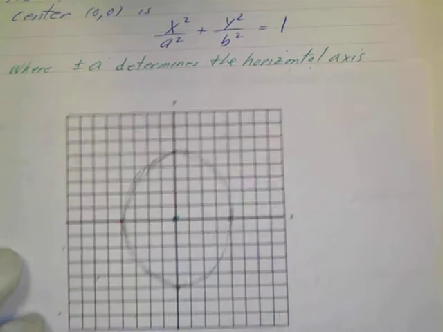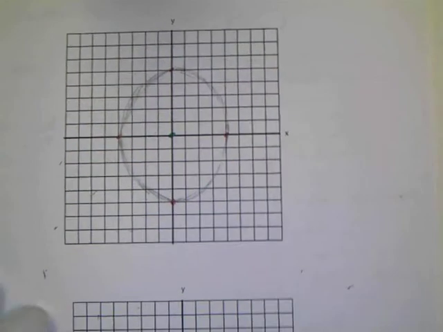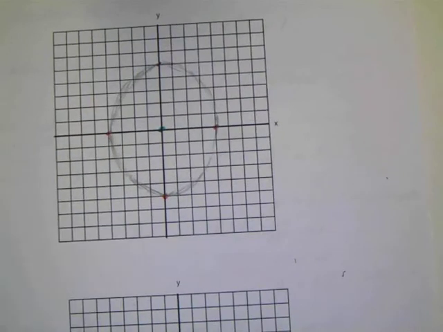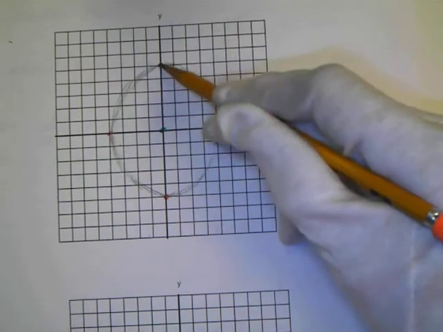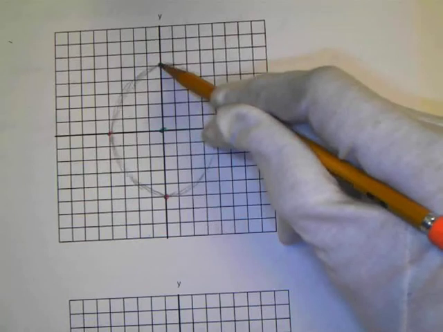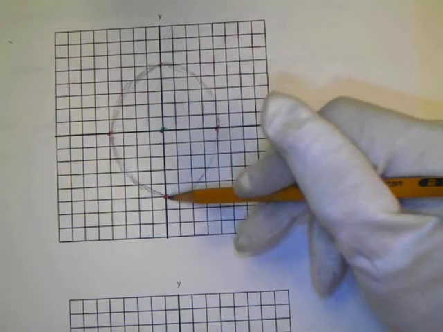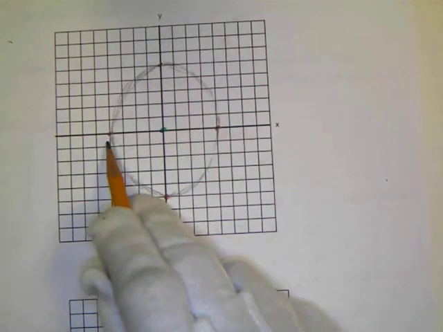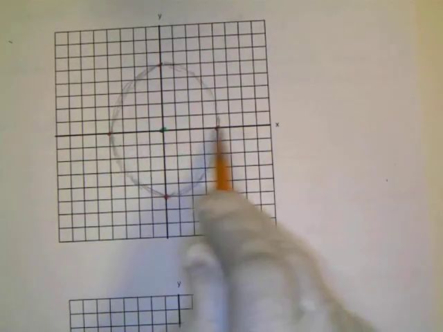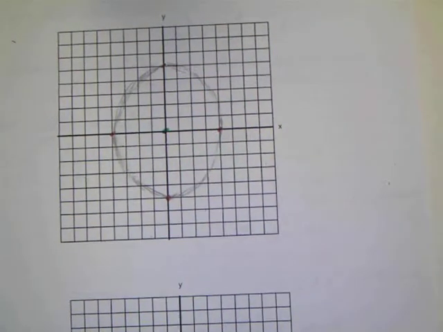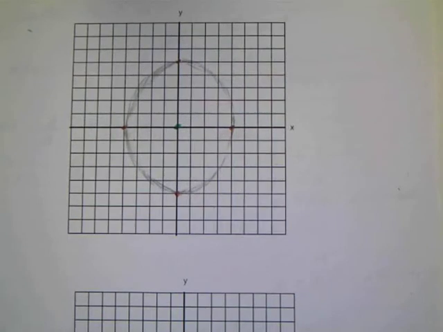All right, something like that. So there's kind of my ellipse, okay? So do your best effort to do that. Now, since the vertical axis is actually 10 units long and the horizontal is 8 units long, we call this the major axis, and this is the minor axis. And you can always determine that by looking at the equation. Okay?